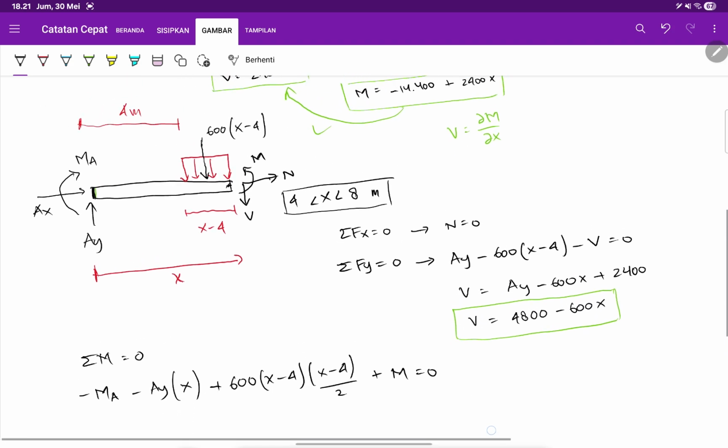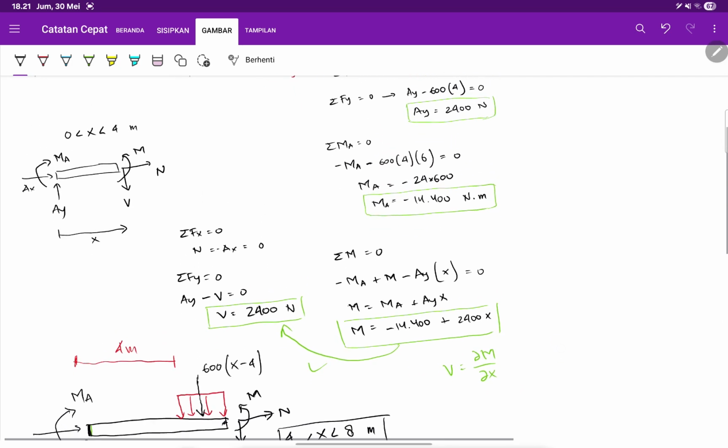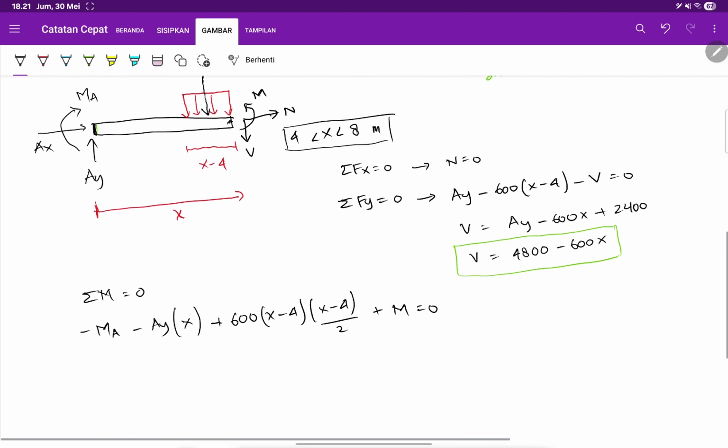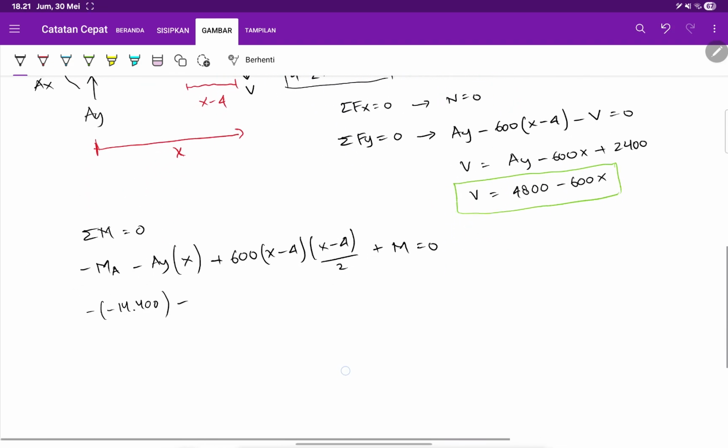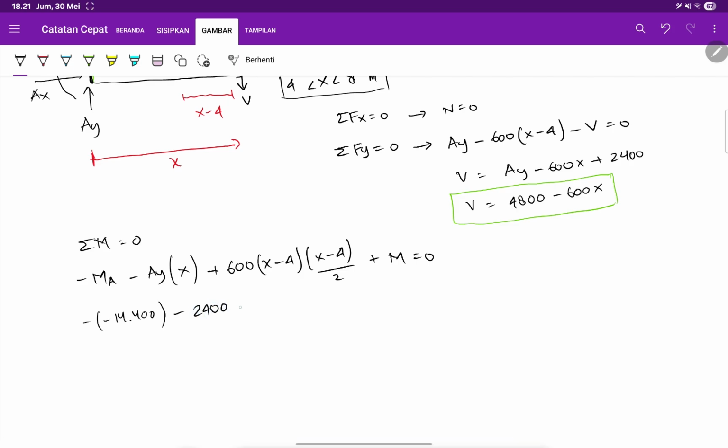My MA will be, what is MA? MA is minus 14,400, minus AY. Where's my AY? Oh, 2,400, so minus 2,400 x plus 300 times (x squared minus 8x plus 16) plus M equals 0.